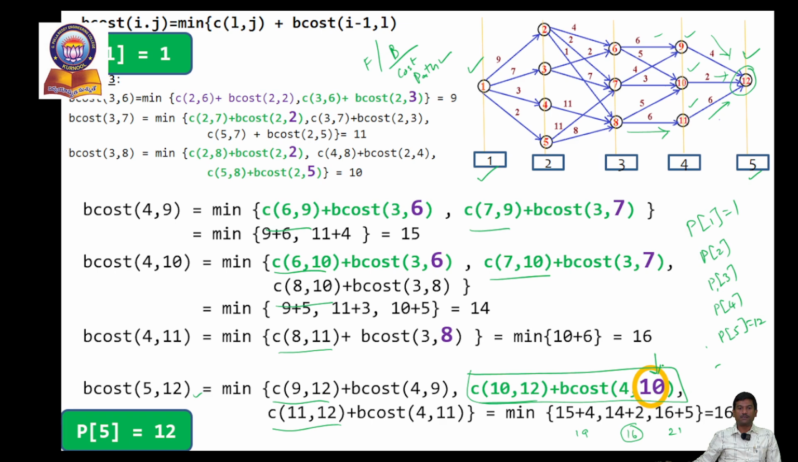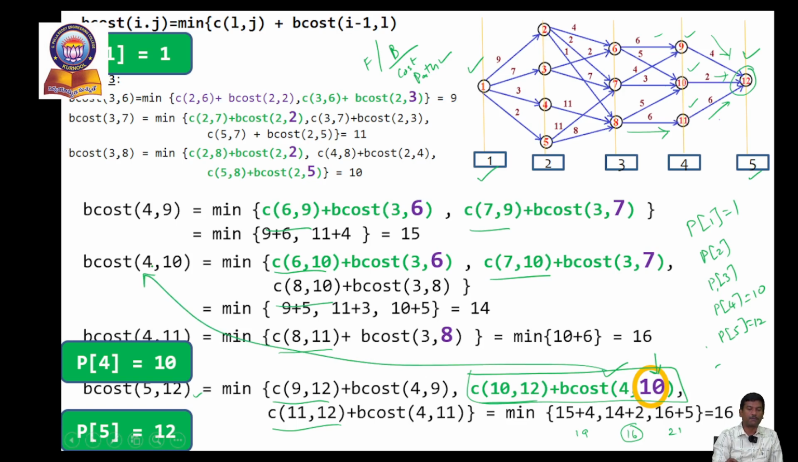So this 10 has to be included in your P of 4. So now P of 4 will be equal to 10. And the next step that you have to indicate is, according to the next stage, if you go back to the other stage, then in such cases, if you observe, b cost of 4 comma 10, go back to the b cost of 4 comma 10.